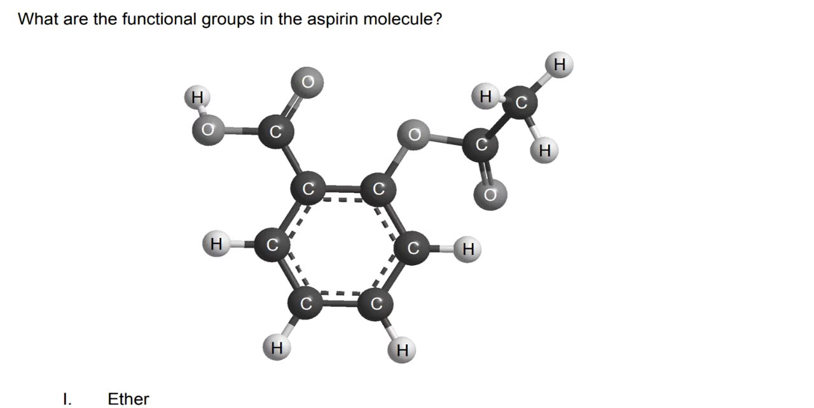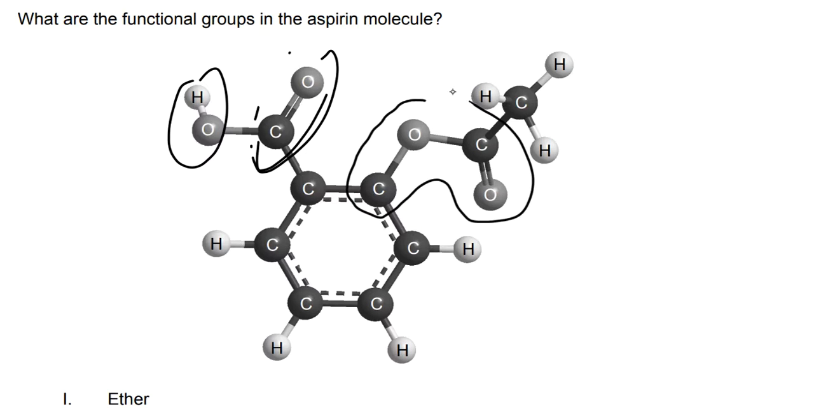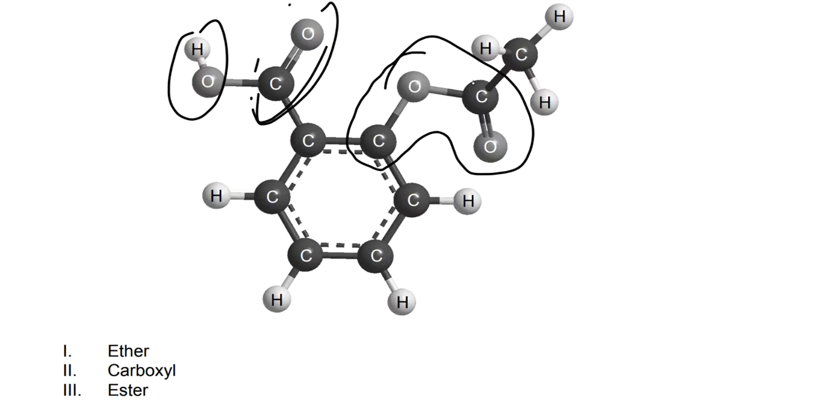Okay, so in the aspirin molecule, we have an aldehyde group here, we have a hydroxyl group here, we have another aldehyde group, we have, I believe, an ester group, we have a phenyl group as well. So ether, I don't think there's an ether group. There is an ester group. I think this is an ether because, wait a minute.